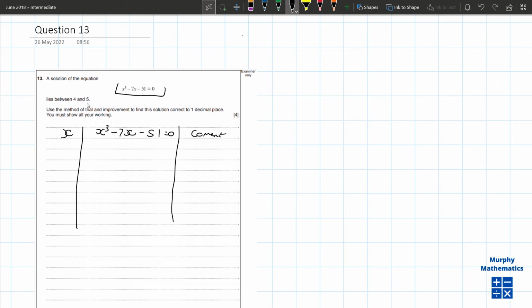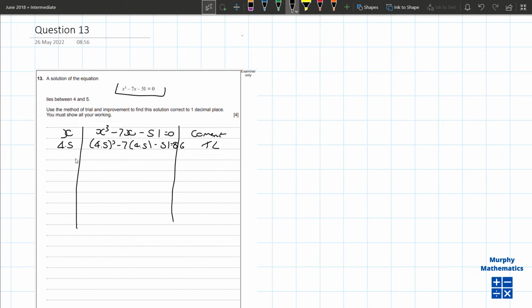So lies between 4 and 5, so our first point is going to be half of that, so 4.5. So I've got 4.5 cubed minus 7 lots of 4.5 minus 51, and that is equal to, if I use my calculator, I've got 8.6, which I know that is too large because I wanted 0. So I'm going to do a lower number. So I'm going to try 4.4.